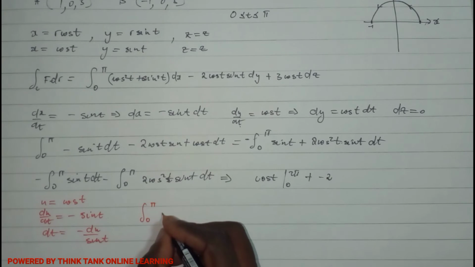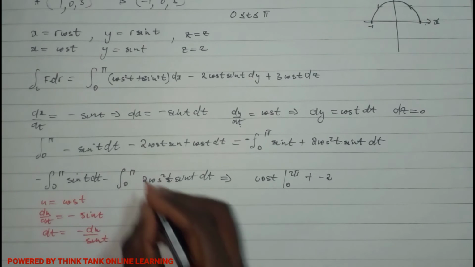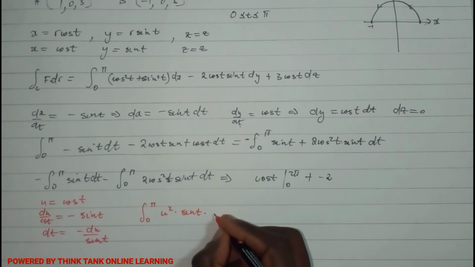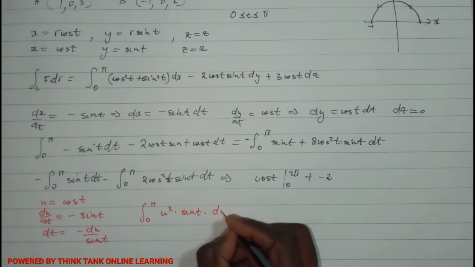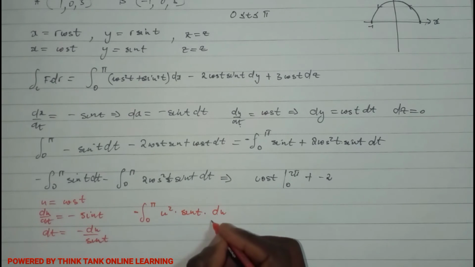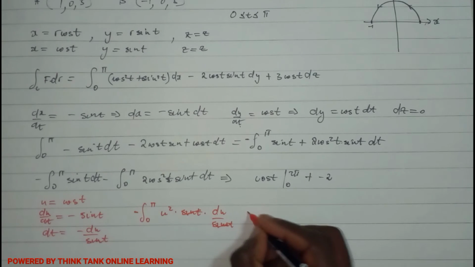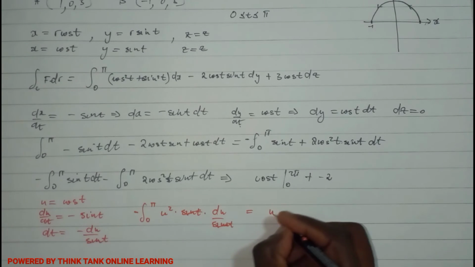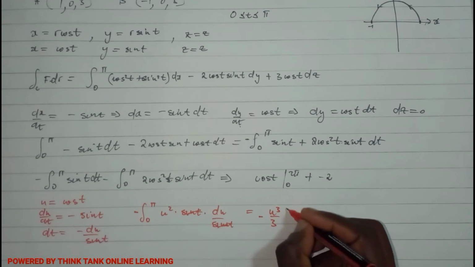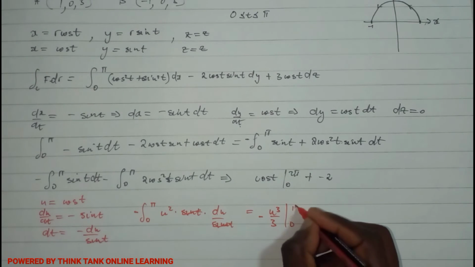Okay, and we have u squared sine t. Instead of writing dt, I'm going to write du, but we have a negative, so I'm going to put a negative over sine t. See, this one and this one cancel, and what are we going to have? Going to have u to the power 3 over 3. Okay, we have a negative, our interval from 0 to pi.